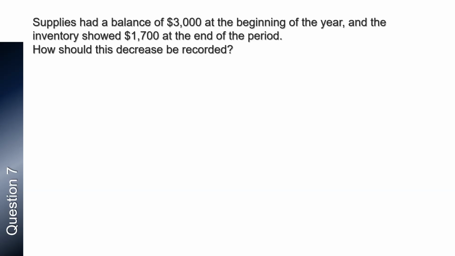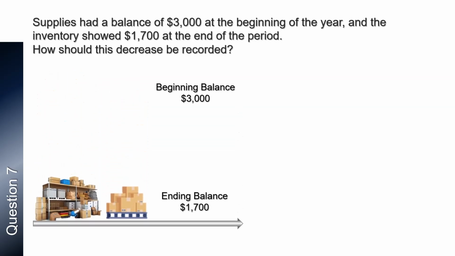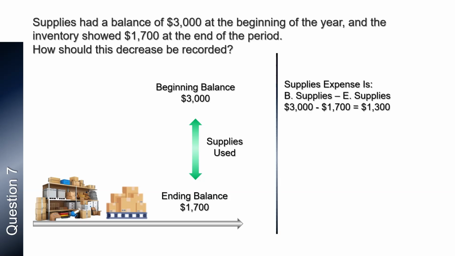Question 7. Supplies had a balance of $3,000 at the beginning of the year, and the inventory showed $1,700 at the end of the period. How should this decrease be recorded? In this scenario, the difference between the beginning and ending balances represents the supplies expense, or the supplies used during the period, lowering both our assets and equity at the same time.